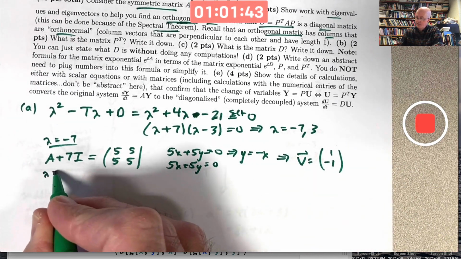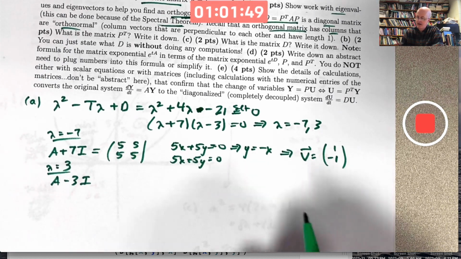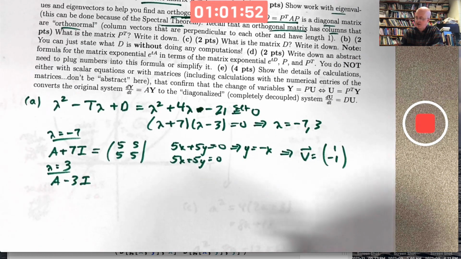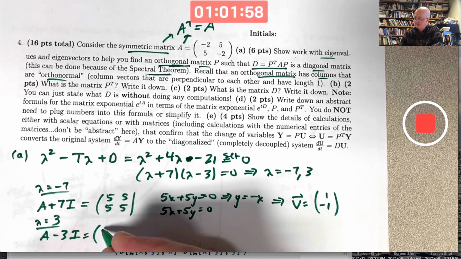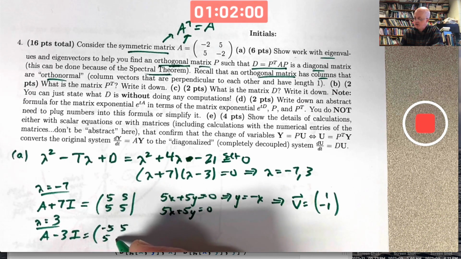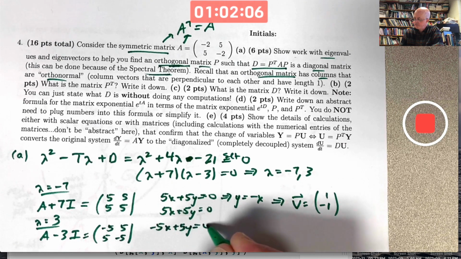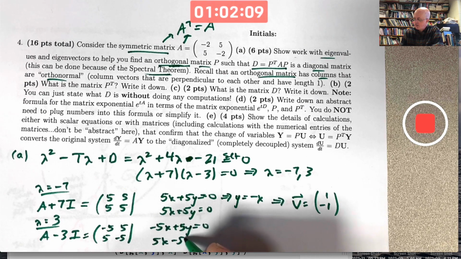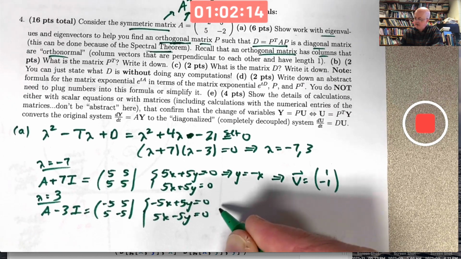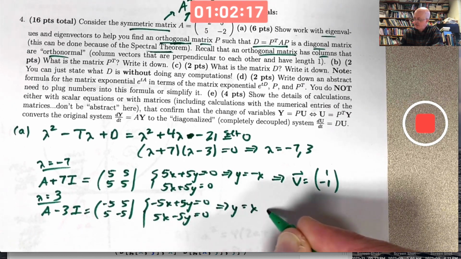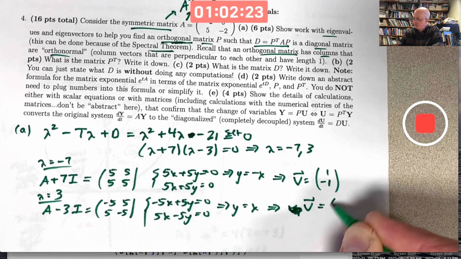For lambda equals 3, the other eigenvalue, we compute A minus 3I. It's always A minus lambda I. In this case, that became A plus 7I. In this case, it becomes A minus 3I. So I subtract 3 from the numbers in the main diagonal and leave the off-diagonal numbers as they are. This corresponds to this system. And while those equations are not the same, they are redundant. They both imply y equals x, and so I can take eigenvectors to be any non-zero constant multiple of (1, 1).